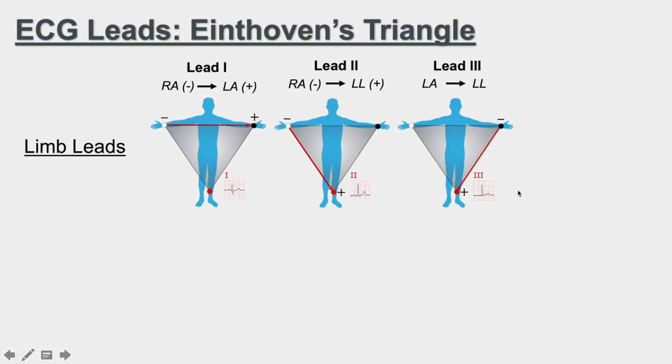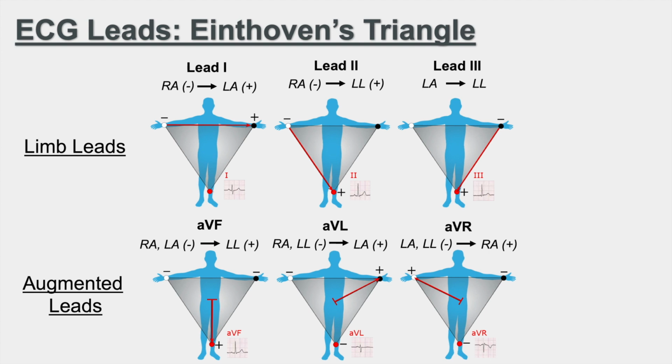Now, with regards to the augmented leads, we talked about these before. AVF points toward a positive lead in the foot, F for foot. AVL is toward the left arm, so L for left arm, and where it points to is the positive electrode. And AVR is R for right arm, which the right arm acts as the positive electrode.